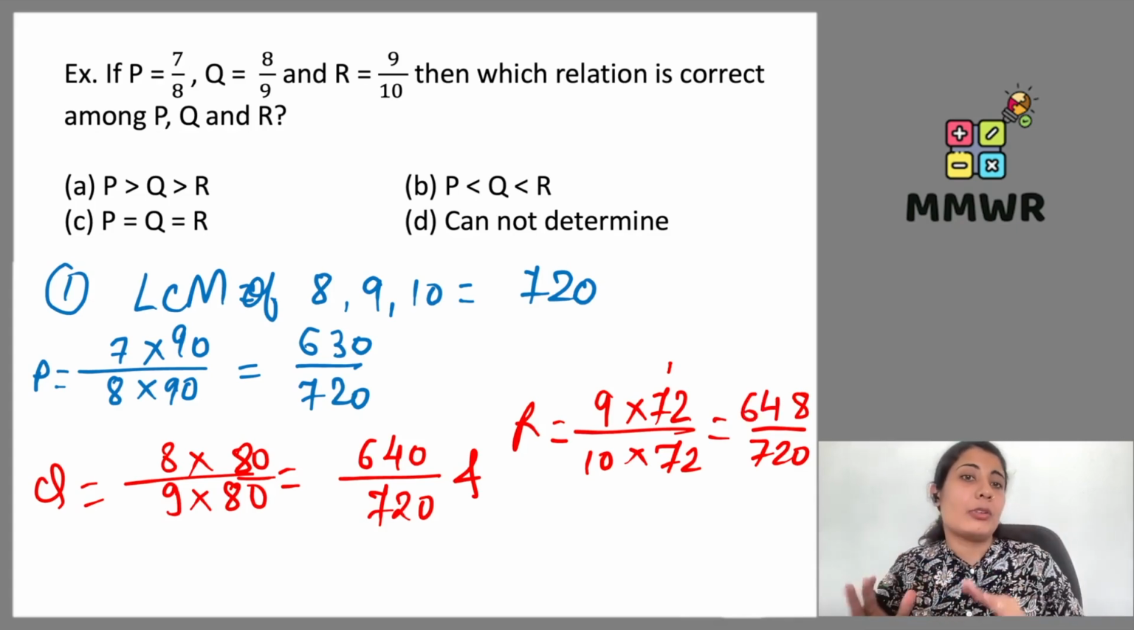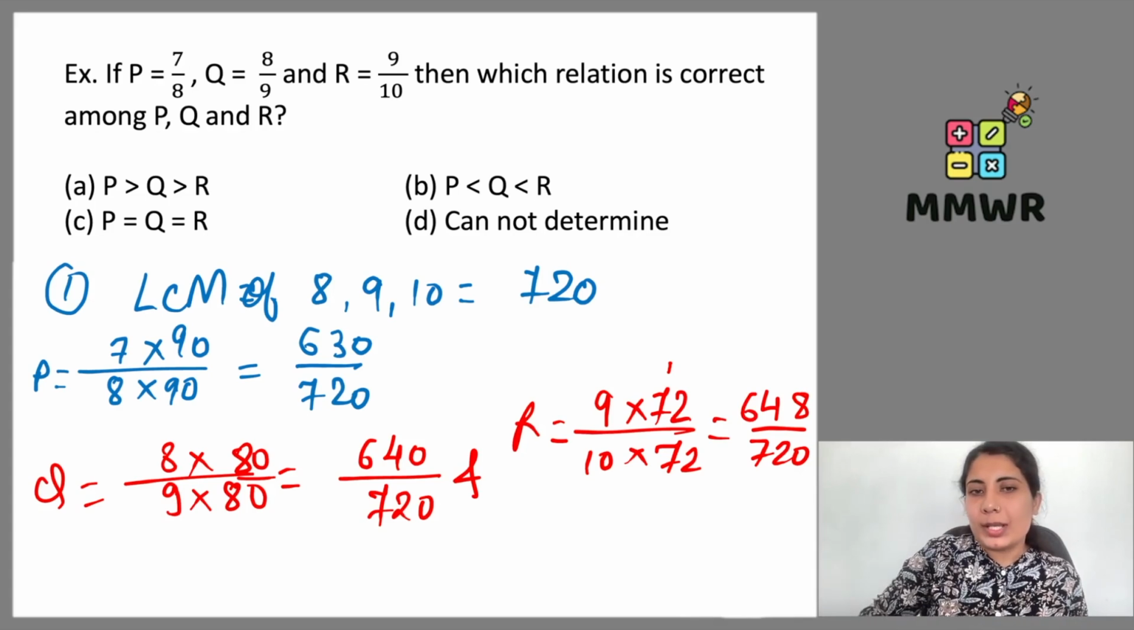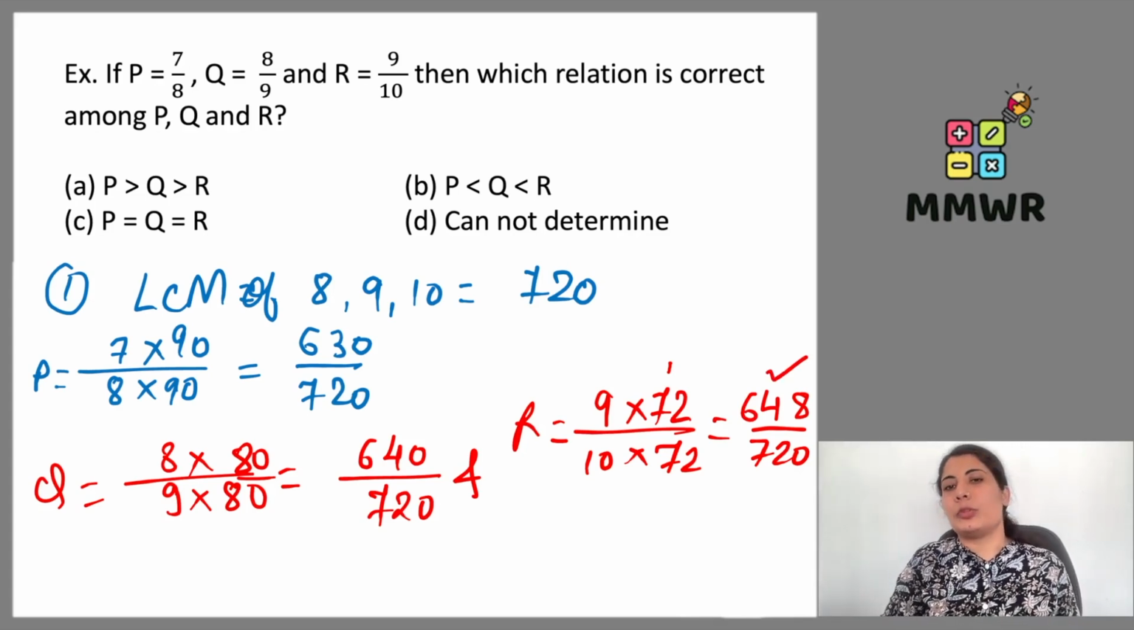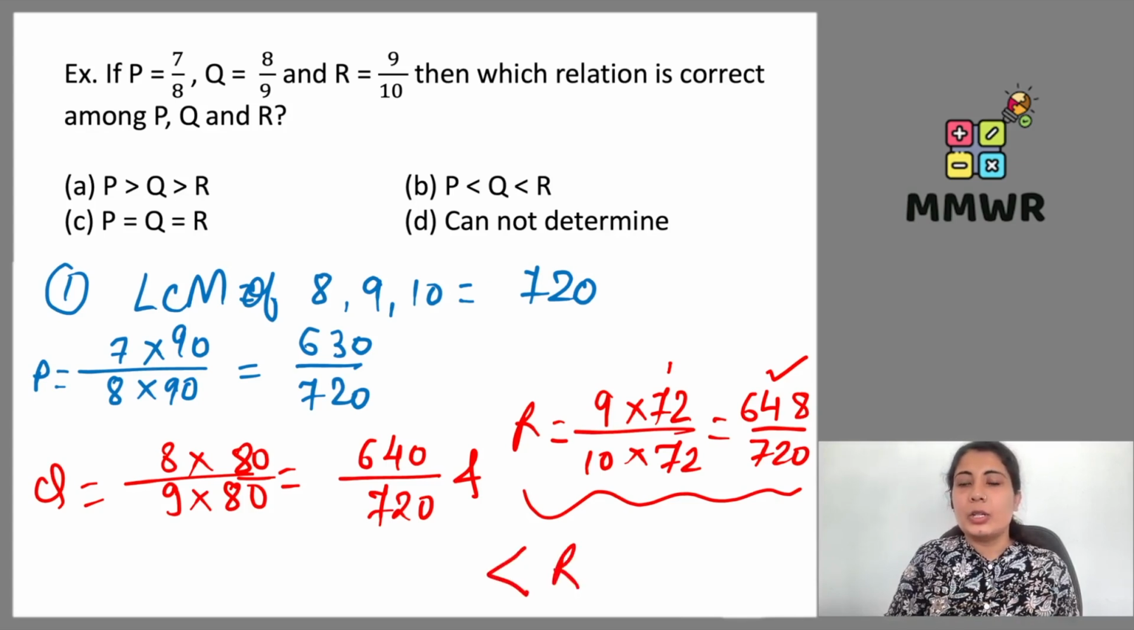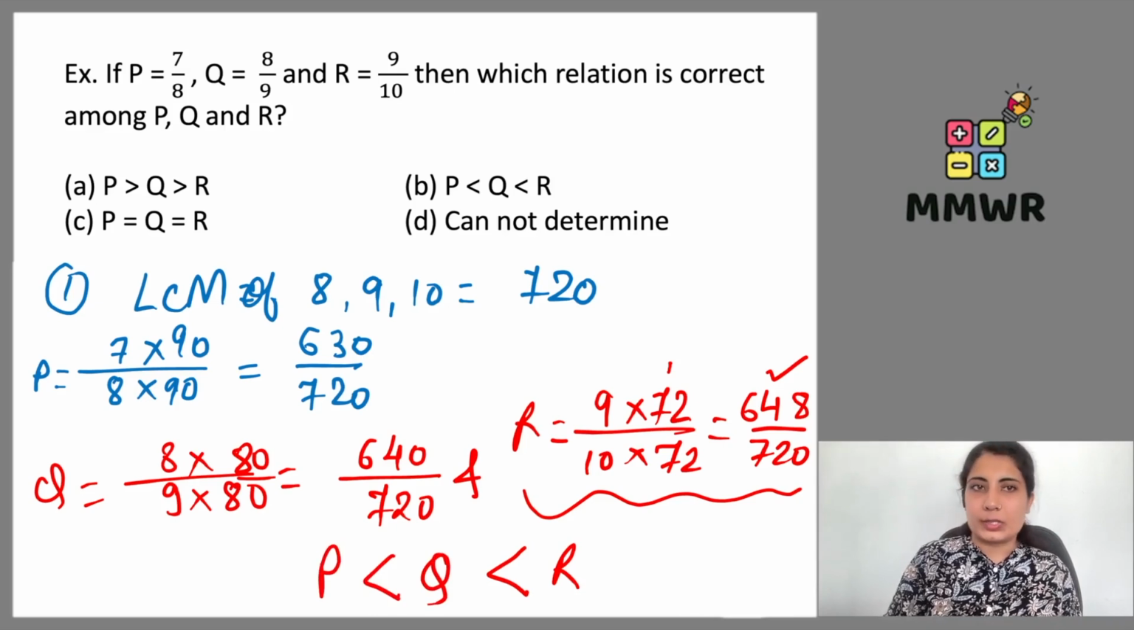So when we compare all these three, what are we getting? This is the biggest one out of all. That means R is the greater one, right? So R सबसे बड़ा है, 48 is coming in the numerator. R is the biggest one. 648, then 640, that means Q is the middle one, and 630, that means P is the smallest one.